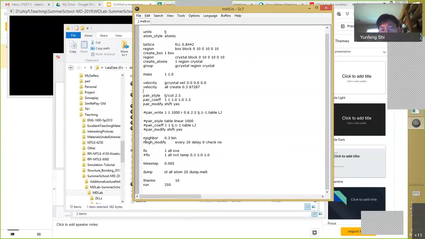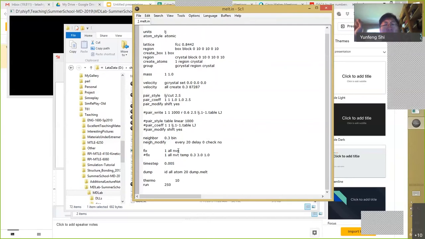And then here is your neighbor. This is the neighbor list we were talking about, the Verlet neighbor list. 0.3 is the skin layer. Remember, if you are in a liquid state, you put a larger skin layer. If you're in a solid state, you can use a smaller skin layer. And this is how you update the neighbor list. And then we use fix one all NVE. NVE, look at this. Now everything clicks back. We discussed the microcanonical ensemble. NVE, that is the plain vanilla MD simulation, right?